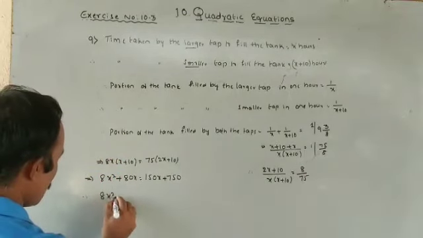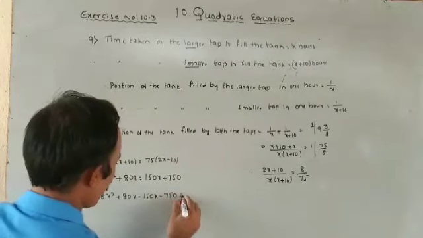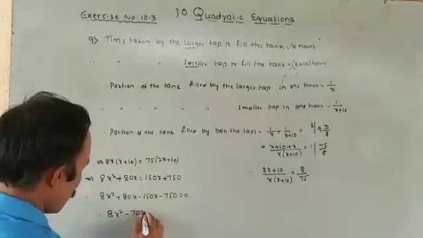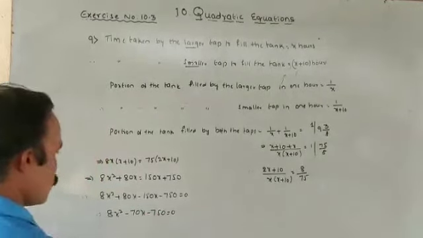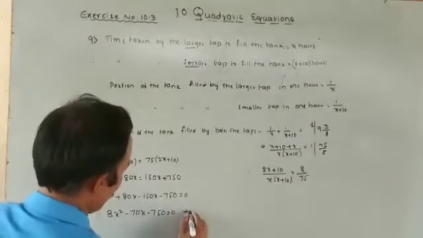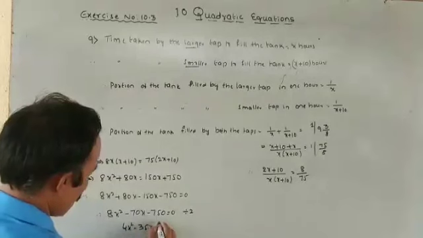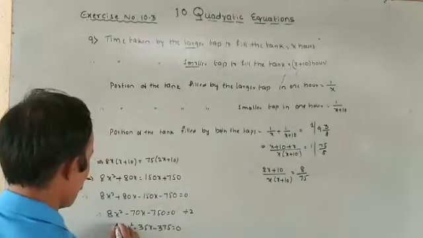Two water taps together can fill a tank in 9 whole 3 by 8 hours. The tap of the larger diameter takes 10 hours less than the smaller one to fill the tank separately. Find the time in which each tap can separately fill the tank.